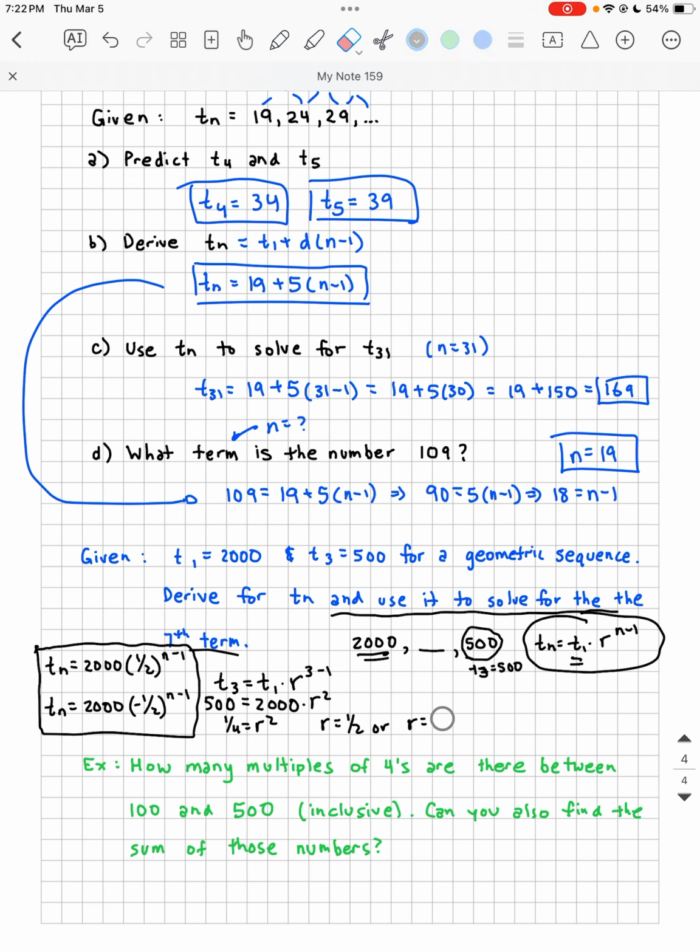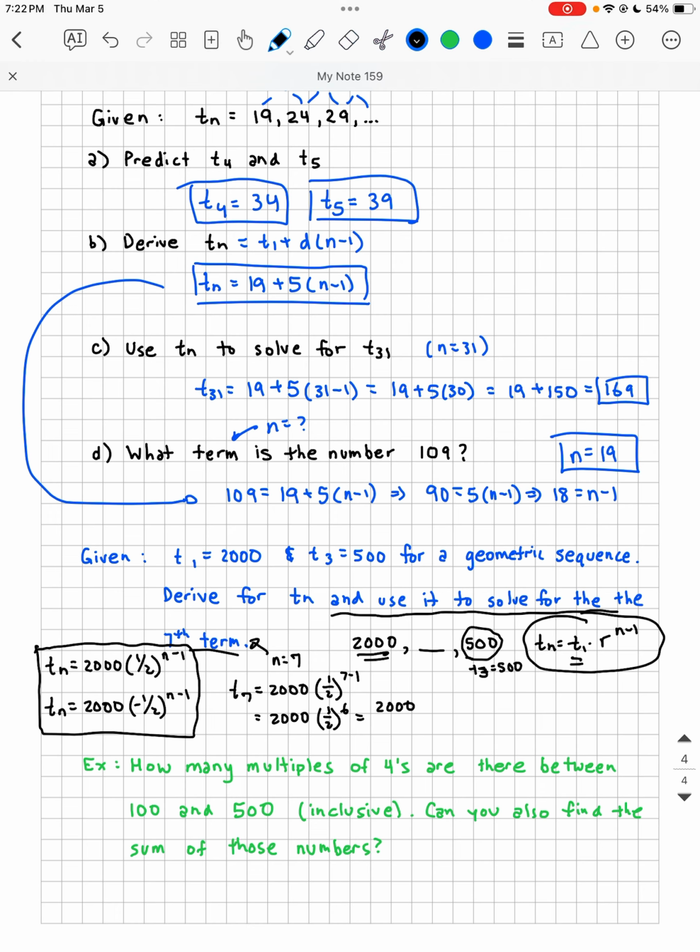So if you don't mind, I'm going to go ahead and erase a little bit of space so that we have something to work with. And I'm going to go ahead and do like we said, which is plug in n is equal to 7. And when you do, we are now going to have the following. T of 7 is equal to 2000, and then multiplied by 1/2 raised to the 7 minus 1. And like we said, that is going to give us an even number for the exponent. And so this we're going to keep as our answer.